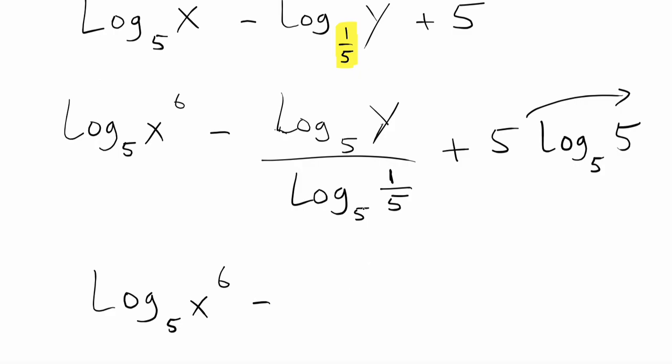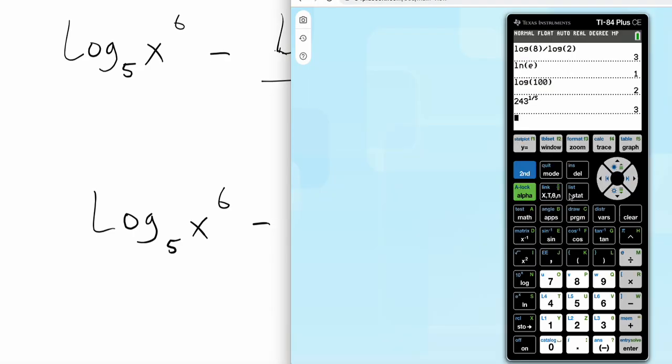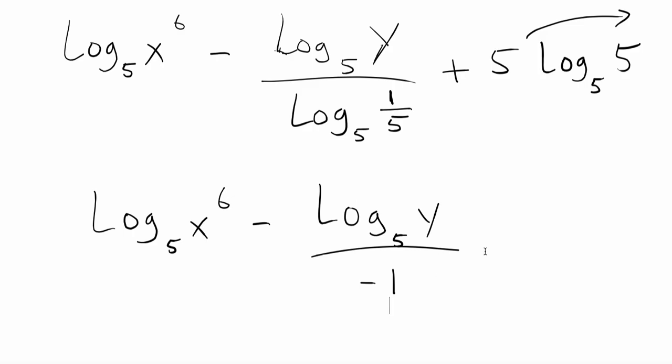Now you might think about how to get rid of this. 5 to the what makes 1/5? Well, that's nothing more than a negative 1. Log 5 of 1/5 is negative 1. And you could do that on a calculator, but you have to do change of base. So log of 1/5 divided by log of 5, negative 1. Okay.